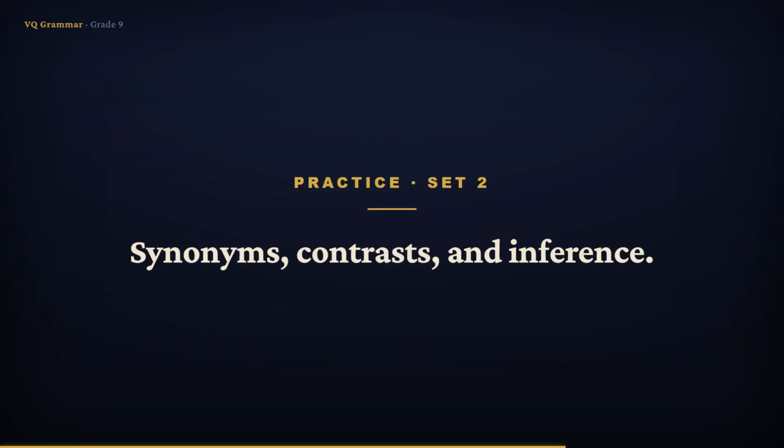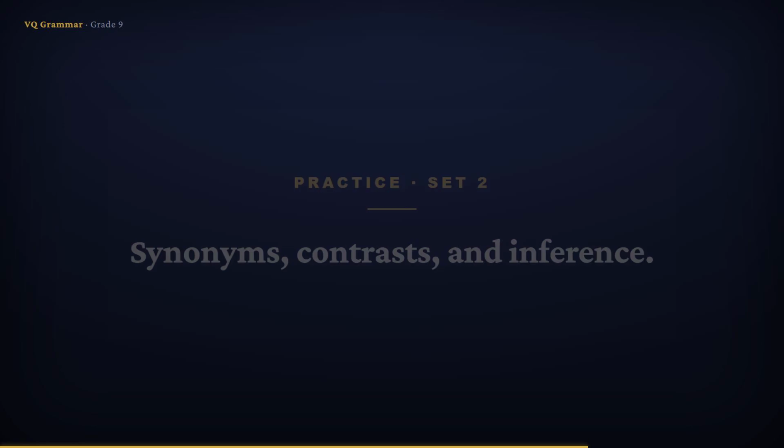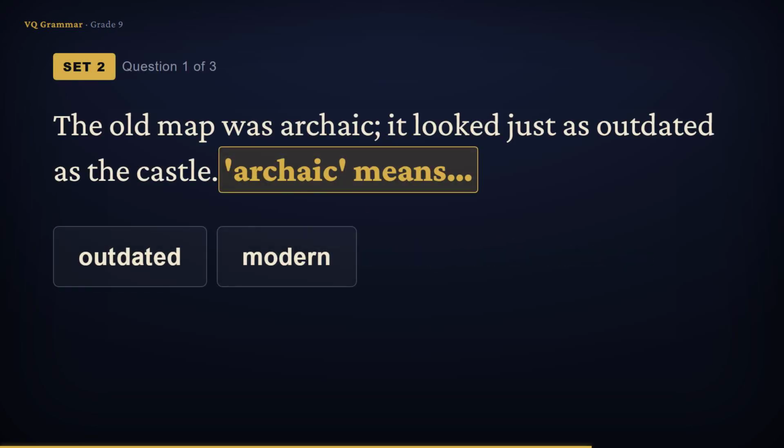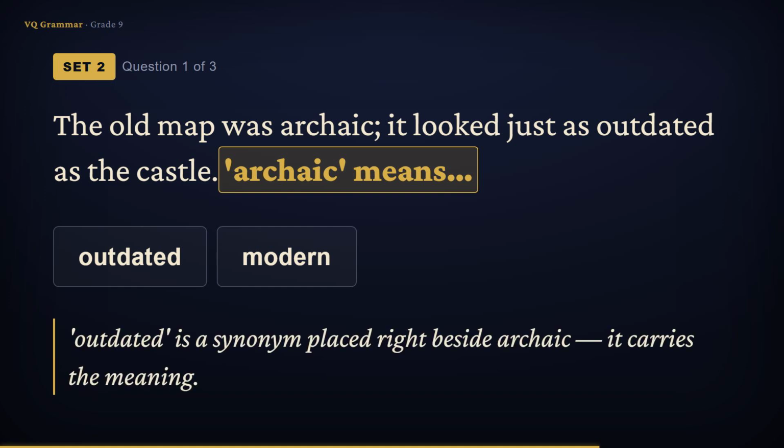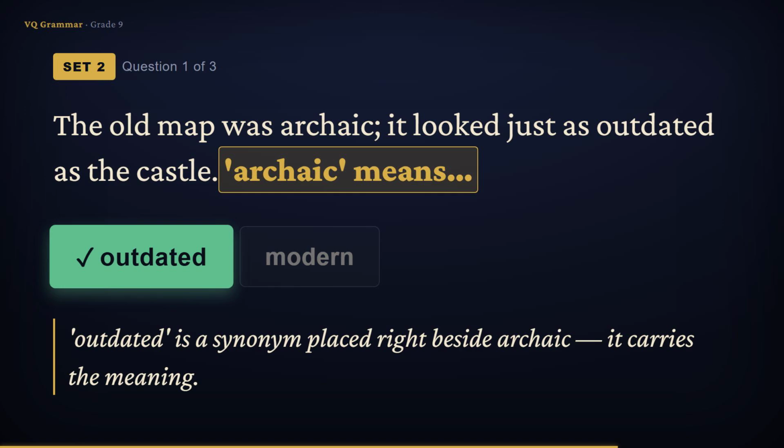Nice work. This second set mixes in synonyms, more contrasts, and one where you'll have to read the whole scene. Same idea. Listen for the clue, decide what the word means, and pause before I reveal each answer. The old map was archaic. It looked just as outdated as the castle. What does archaic mean? The writer set a synonym right beside it, outdated. When a familiar synonym sits next to the hard word, it carries the meaning. So archaic means outdated.